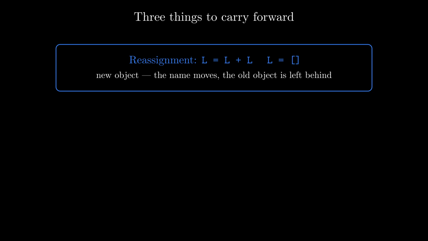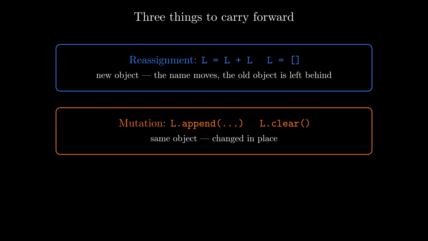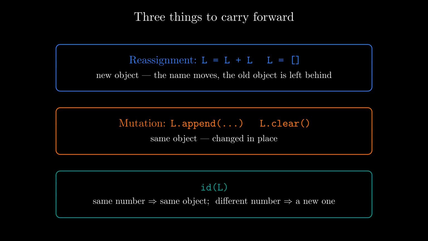Reassignment, L = L + [...], or an empty list, builds a new object and moves the name, leaving the old object behind. Mutation, append or clear, changes the object in place, and when you cannot tell which happened, ask for the id. The same number means the same object, and a different number means a brand new one.